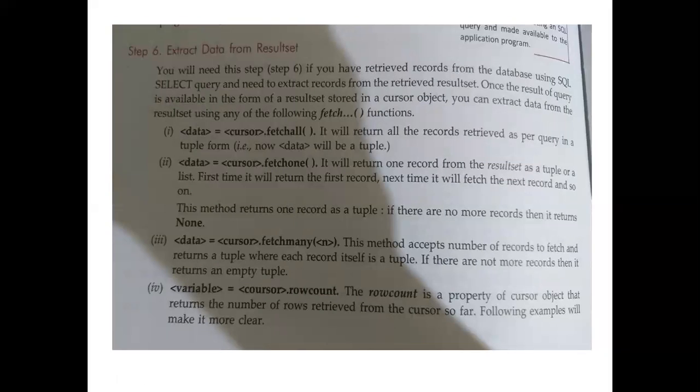Next, step 6 is extract data from the result set. How can you extract data from the result set? We need this step 6. If you have retrieved records from the database, अब SQL query execute होने के बाद database से जो data retrieve होगा उसको बोलते हैं result set. That will be held by the cursor object. So, records from the database by the SQL select query, and you need to extract records from the retrieved result set. Once the result of the query is available in the form of a result set stored in the cursor object, you can extract data from the result set using any of the following fetch functions.